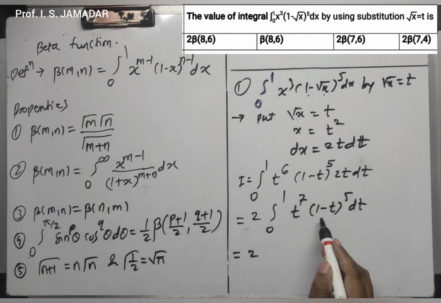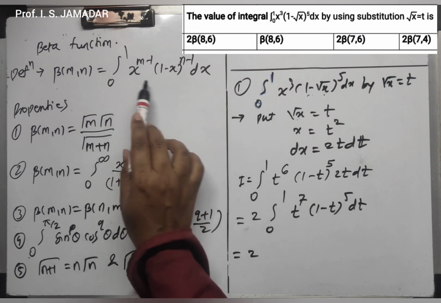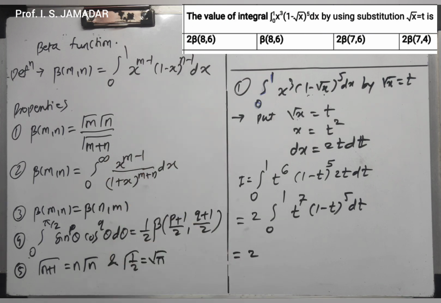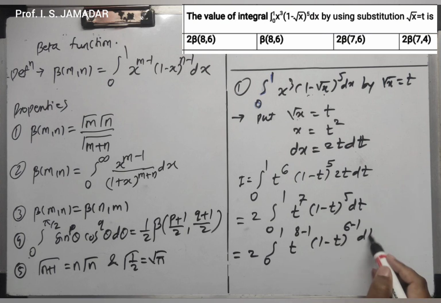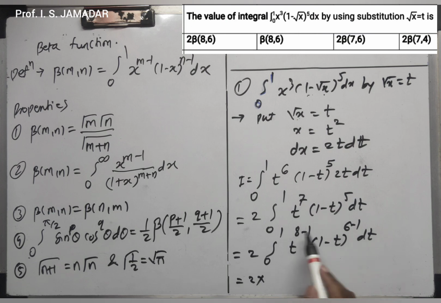Now this you have to write in the form of the basic formula, x raised to m minus 1 into 1 minus x raised to n minus 1. So it is integration 0 to 1 t raised to 7, we can write as 8 minus 1, into 1 minus t raised to 5, we can write as 6 minus 1, dt. That is 2 into, by the basic formula of beta function, beta of 8, 6. What are the options? You can see option A itself is correct: 2 into beta of 8, 6. Option A is the answer.